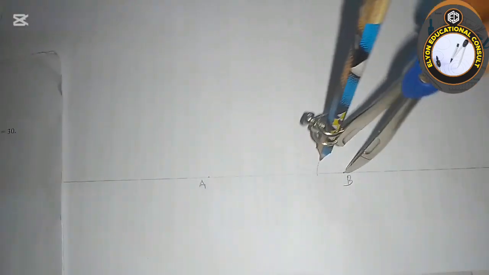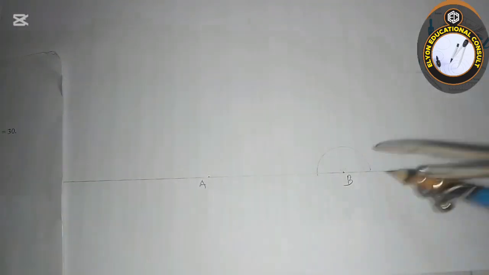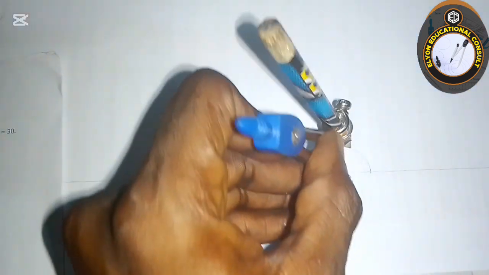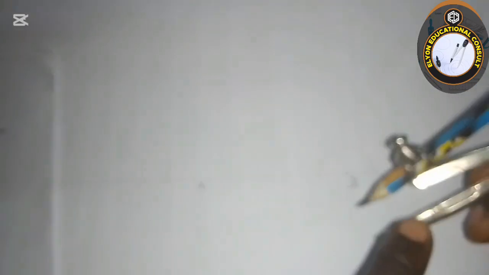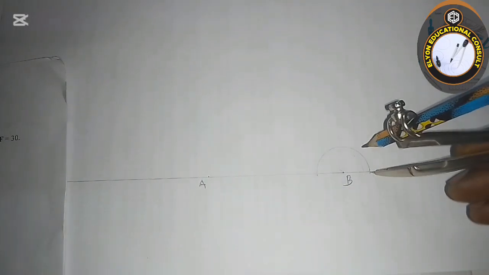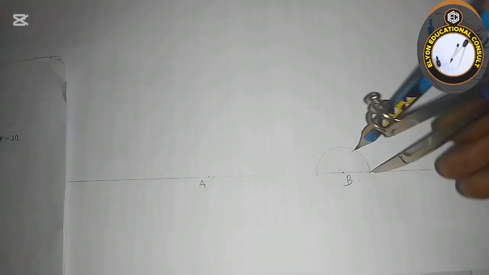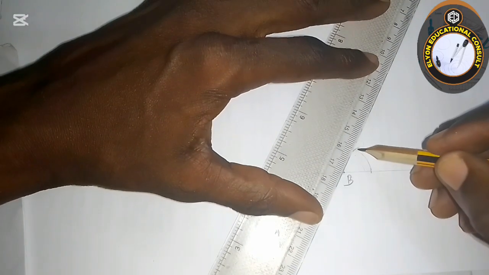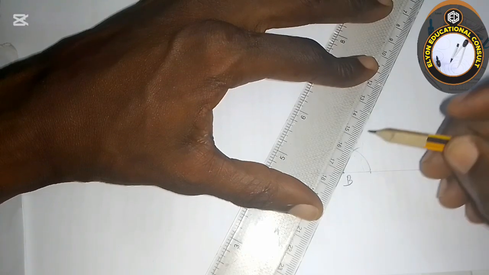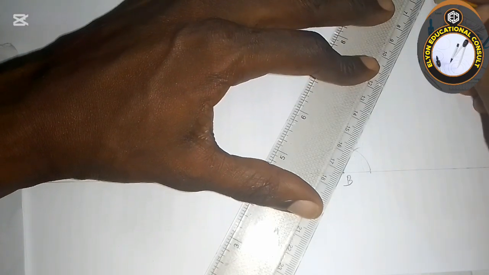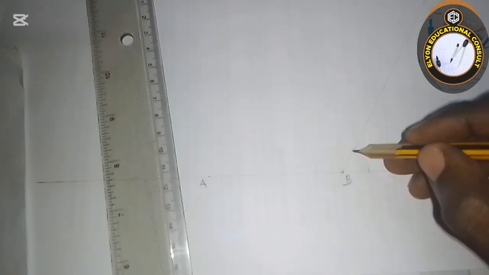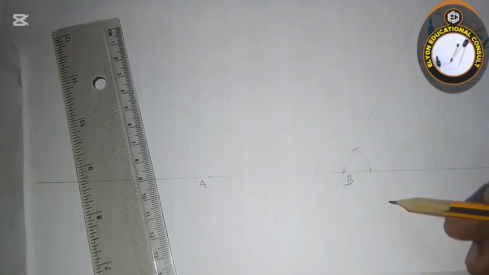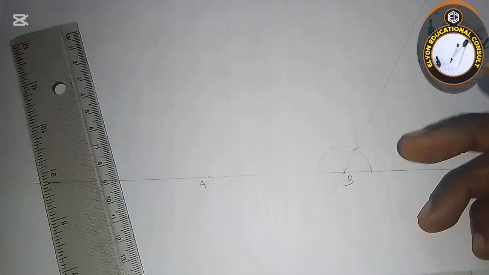So draw a semicircle this way. This semicircle with the same compass radius or length you use, place at this point now. Strike an arc like this. Then you join from this point, join and extend the line. So this angle here will give us 120, while this is 60, to make angle on a straight line to be 180. I hope you get that right.